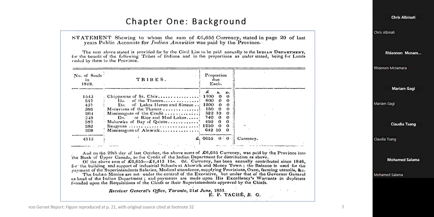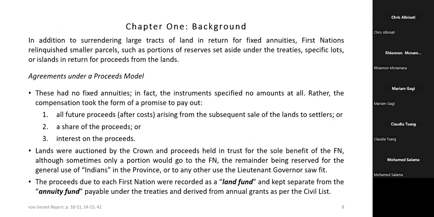Your Honor? Go ahead. Okay. Can we move then to the next slide? And you engage here in a discussion of the treatment of large tracts of land, smaller parcels of land, such as portions of reserves. And I think you're drawing some distinctions between how these types of land were handled as opposed to larger pieces of land that were surrendered. Is that right? Yes. Can you then explain how these other tracts of land worked financially?